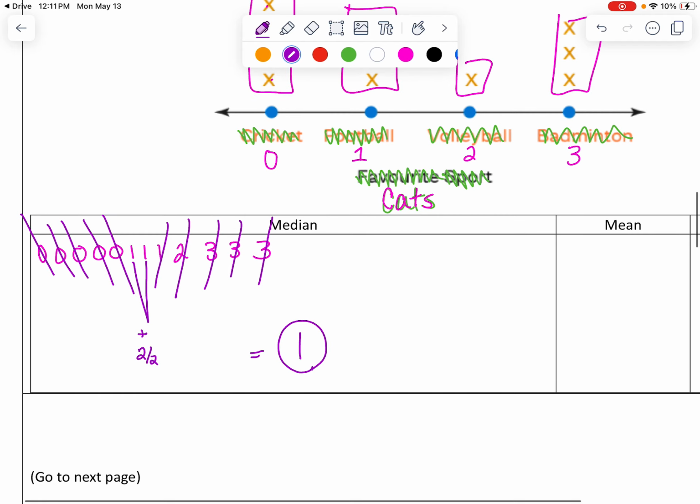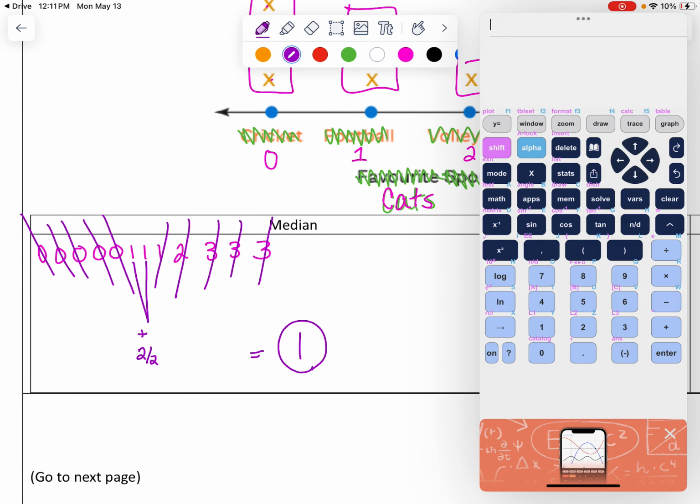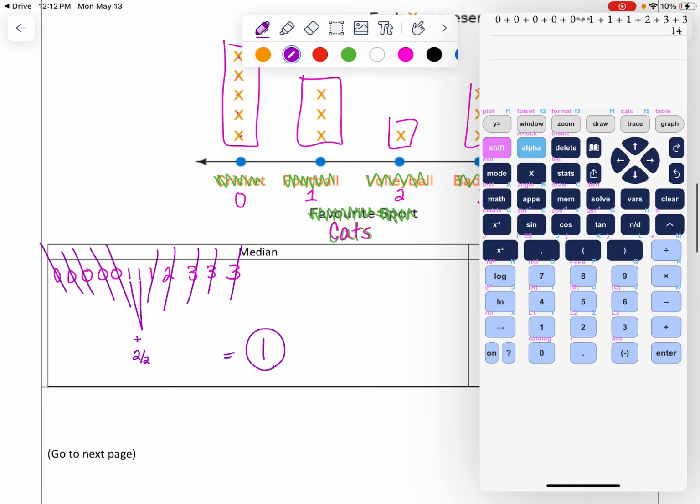So I'm going to add that list of numbers together using my calculator. So what do I have? 0 five times, 2, 0, 0, 0. I'm going to hit 1 three times, 1, 1, 1. I have a single 2 and I have three 3s. So when I add them together, I end up with 14.